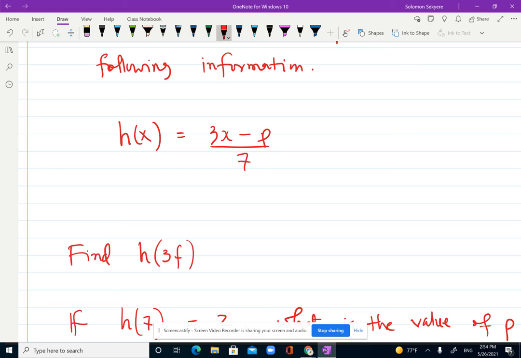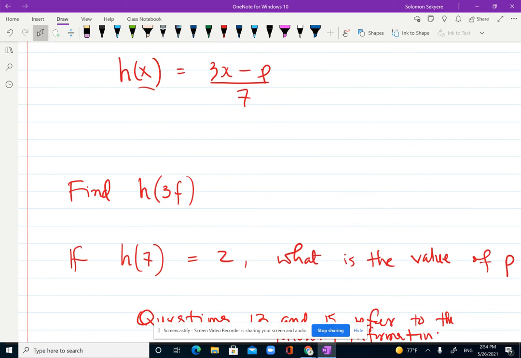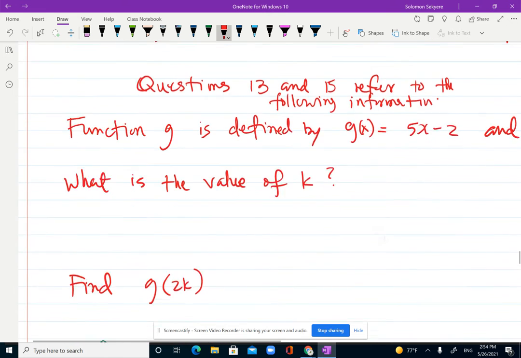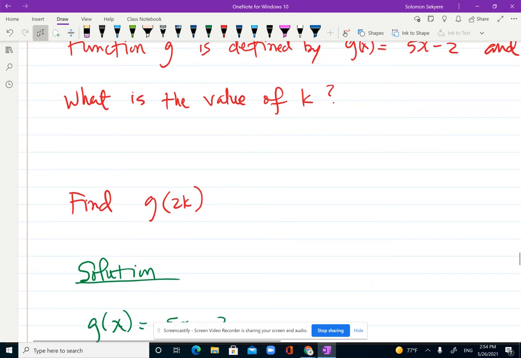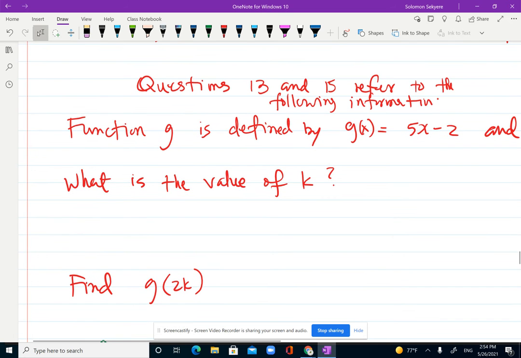All right. How are you going to do these two? This is a function h of x equals 3x minus p over 7. How do you find h of 3f? H of 3f basically is wherever there is x, put 3f there and evaluate the function.